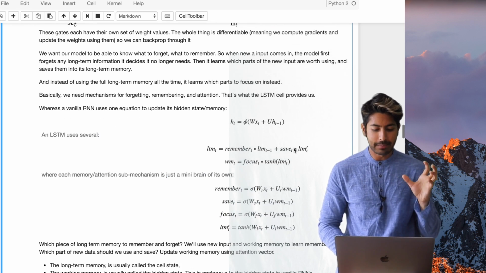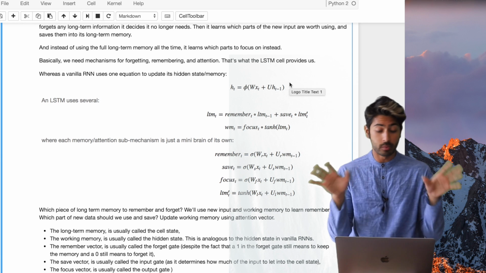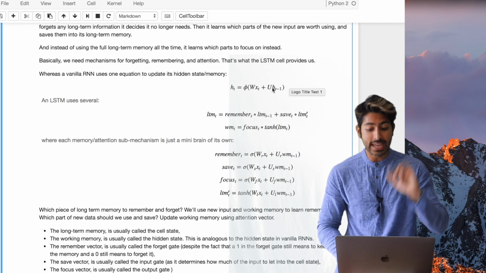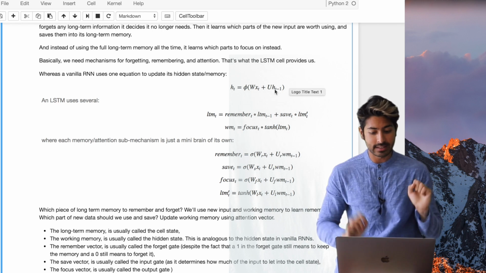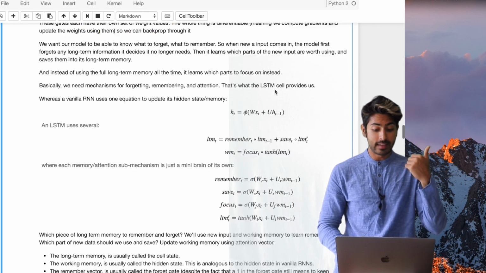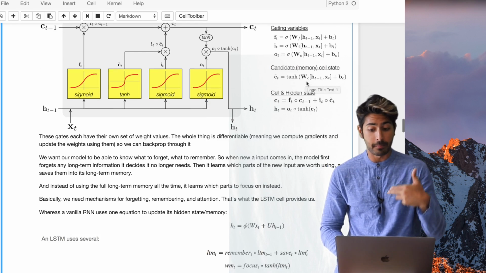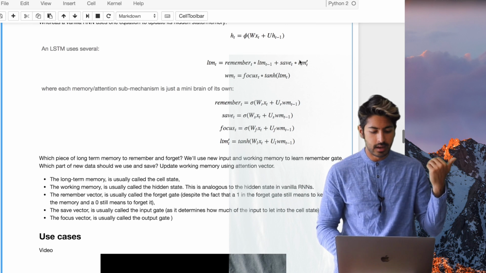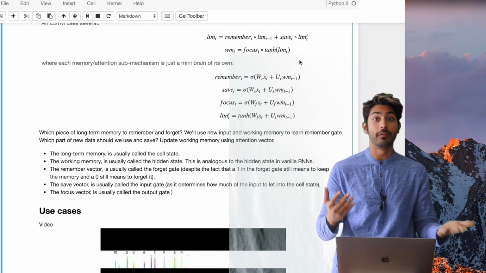And so these components represent mechanisms for forgetting, remembering, and what to pay attention to, or attention. And so that's what the LSTM provides us. So this equation would be for a normal recurrent network. So you would have your input times your weight plus the hidden state times its own hidden state to hidden state matrix. You'd activate that, and that would give you the hidden state at the current time step. The difference is that it would look like this instead. It's a more extensive series of operations, right? So that's what it is, and so that's kind of the high level of how that works.